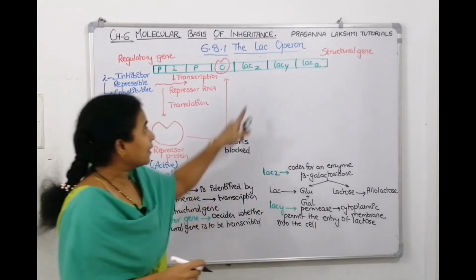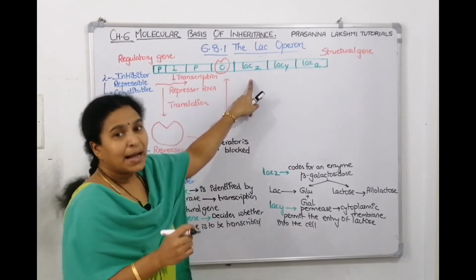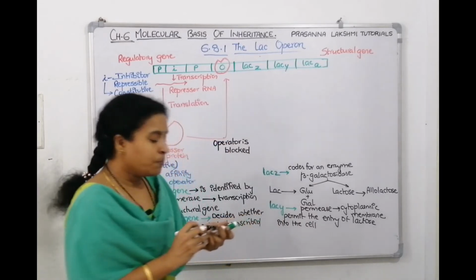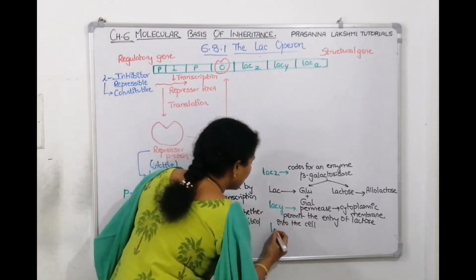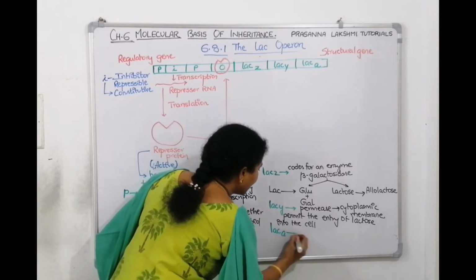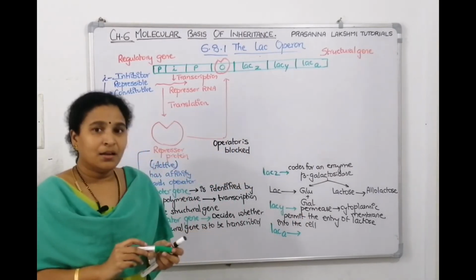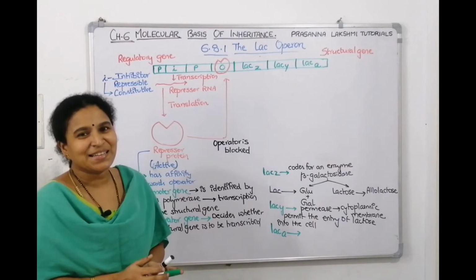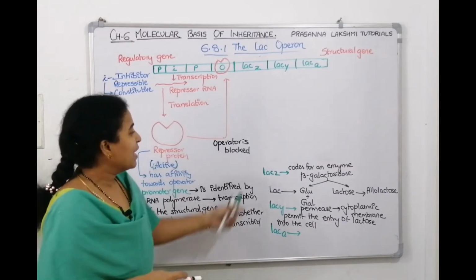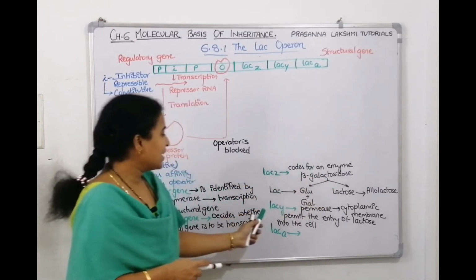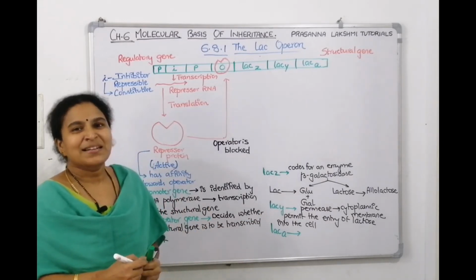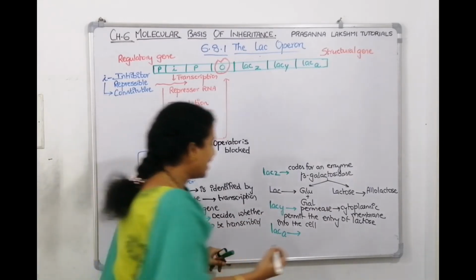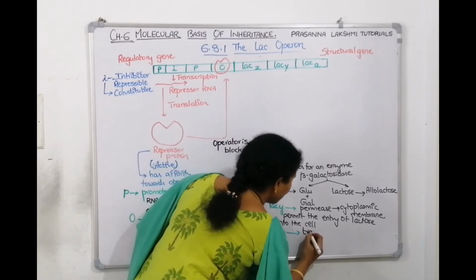I told the function of Lac Z. I told the function of Lac Y also. The third gene is called the Lac A gene. Now we understood they are coding for enzymes. Which enzyme is it? Lac Z, beta galactosidase. Lac Y, permease. Lac A is coding for an enzyme called trans-acetylase.